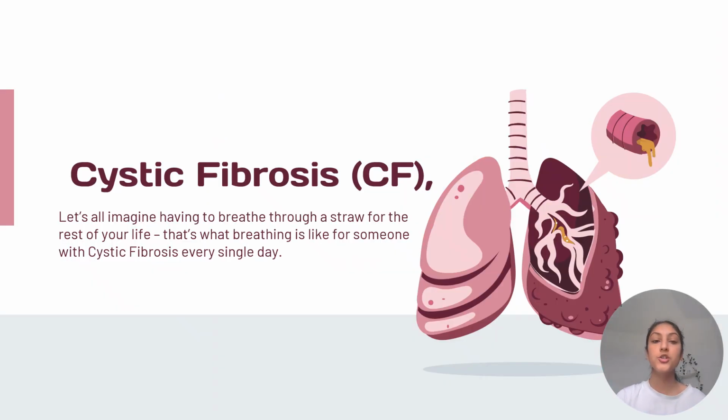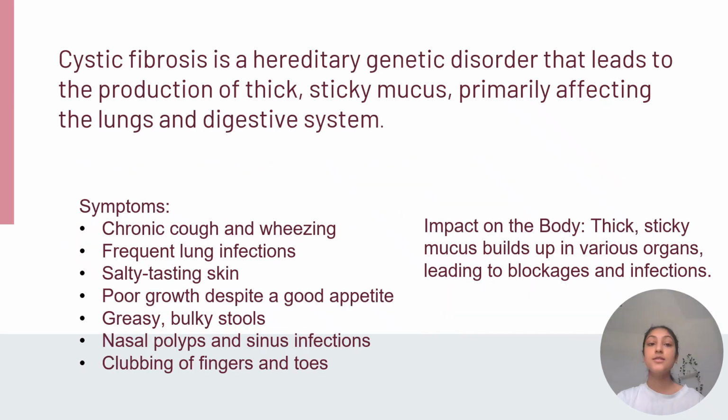I want all of you to imagine having to breathe through a straw for the rest of your life. That's what breathing is like for someone with cystic fibrosis. So let's start. Cystic fibrosis is a hereditary genetic disorder that leads to the production of thick, sticky mucus, primarily affecting the lungs and digestive system. It's a genetic disease that mostly affects the lungs and digestive system. It causes thick, sticky mucus to build up, making it hard to breathe and digest food.